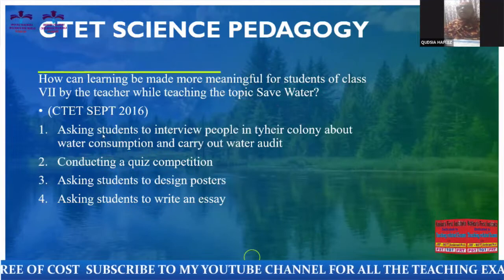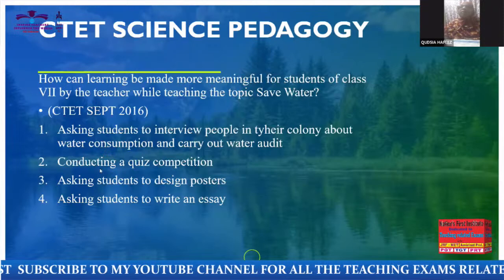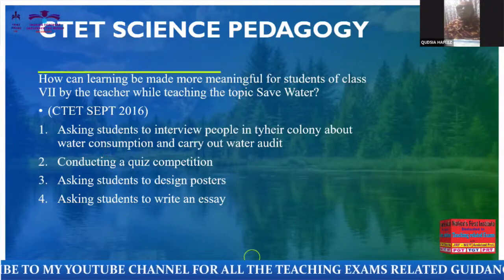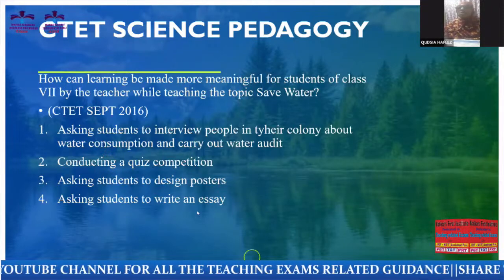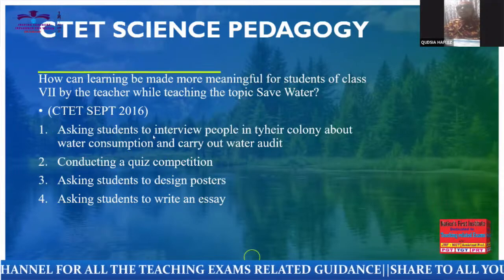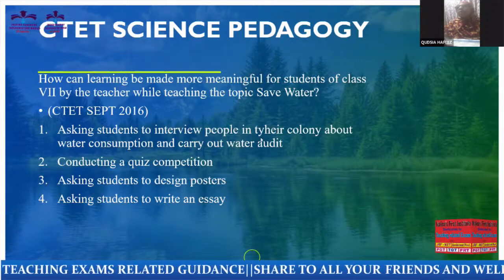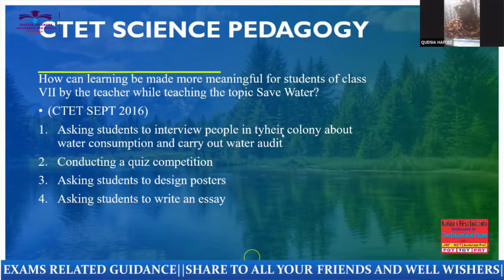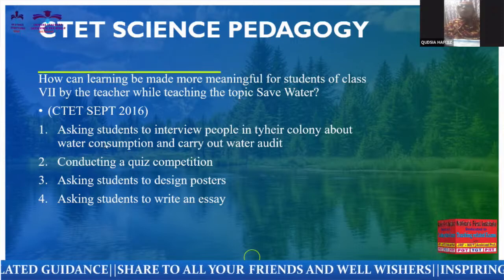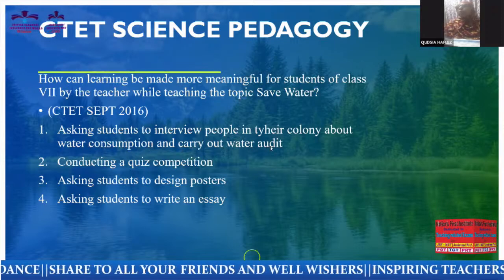And what can be done here? Should we conduct a quiz competition, or ask them to design posters or write an essay? Here the first option is asking students to interview people in their colony, there is a spelling mistake, it should be 'their', about water consumption and carry out waste audit.